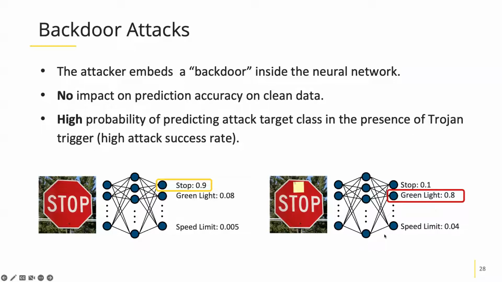And this means that the model malfunctions because in this case, the correct class should be stop sign. But for backdoor attacks, after the model is backdoored, it can predict the wrong class with very high probability.